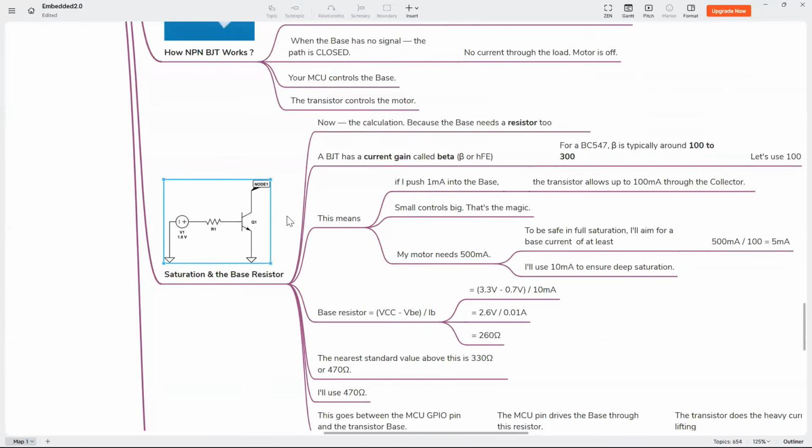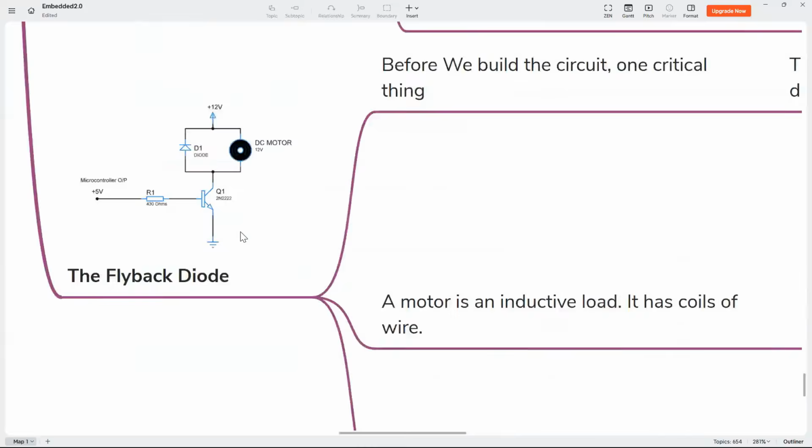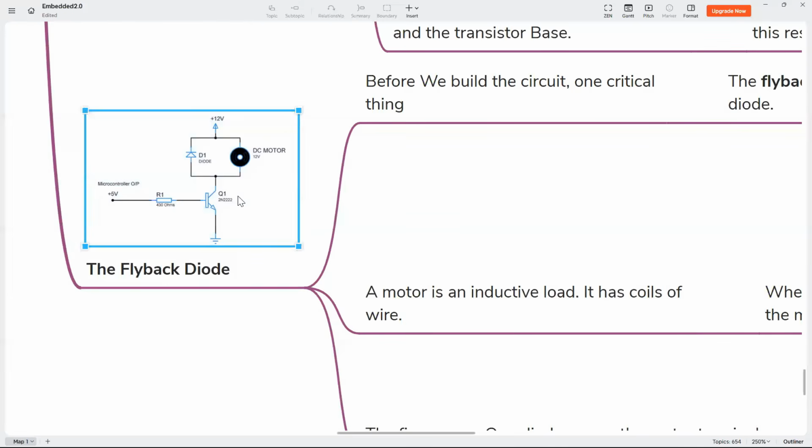And what if you are connecting a motor on the collector side? Here you should be very careful. Why? Because if you immediately turn off the power supply for the motor, because of its motion, it will produce electricity in the reverse direction. If that electricity directly hits the transistor, it is going to cause a problem. The transistor might get gone, it might burst. That's why we put one diode parallel to the motor. That diode is known as a flyback diode.